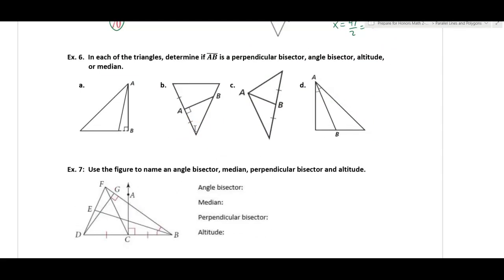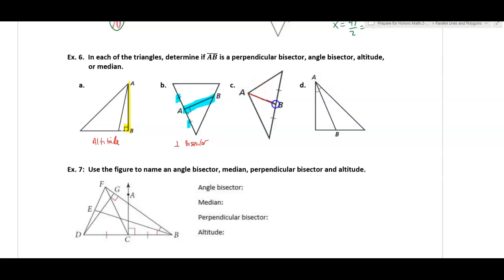All right, example 6. In each of the triangles, determine if AB is a perpendicular bisector, angle bisector, altitude, or median. Because AB goes from a vertex, creating that right angle, I know right away that this is going to be an altitude. If I look at AB here, it doesn't start at a vertex, but it creates a right angle and it creates a midpoint. So I know this is a perpendicular bisector.